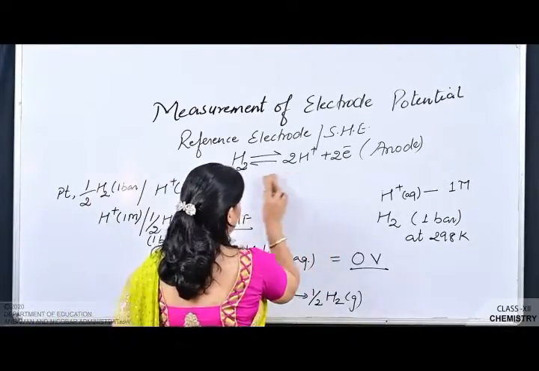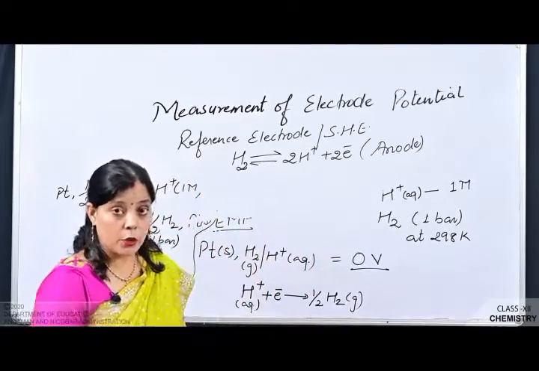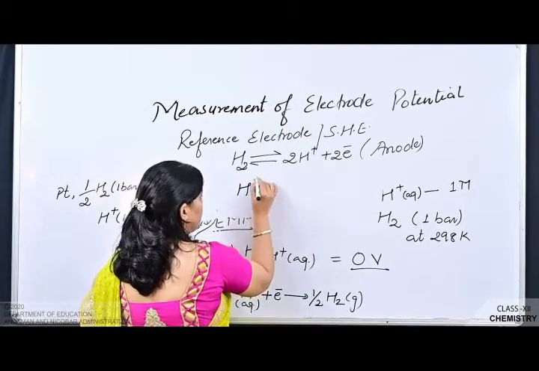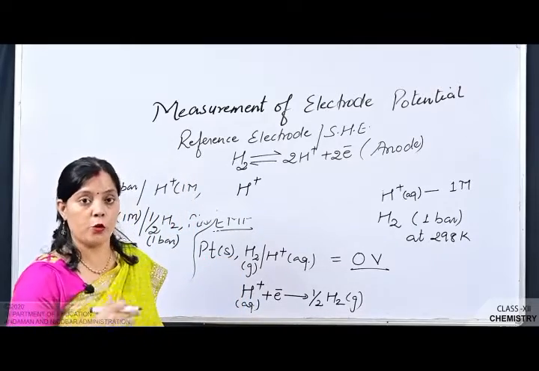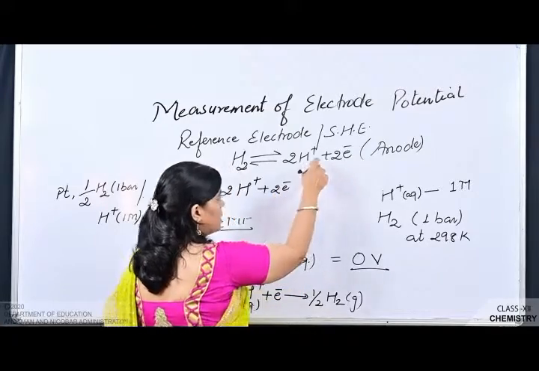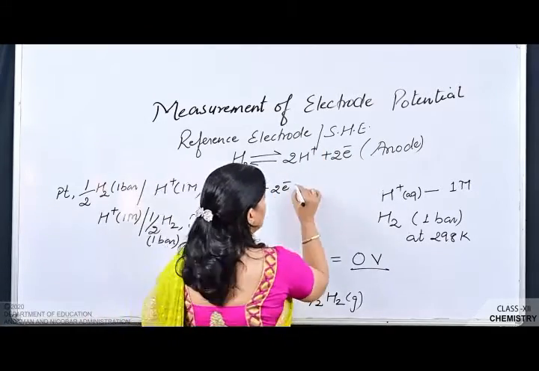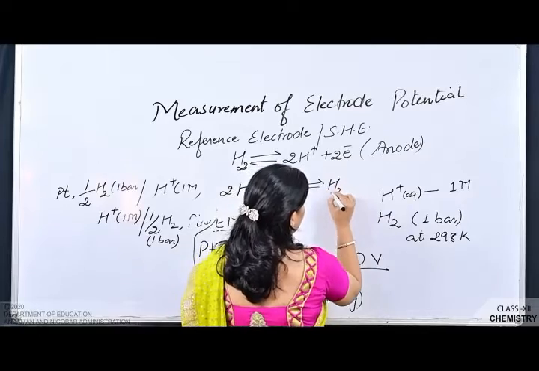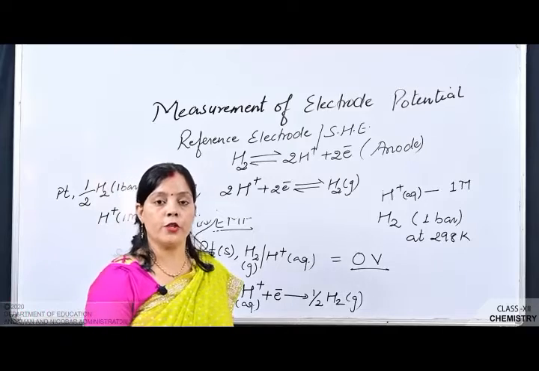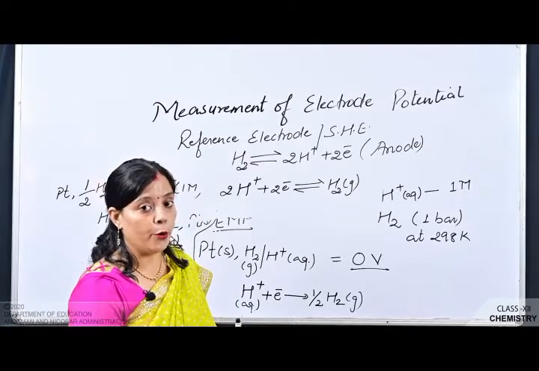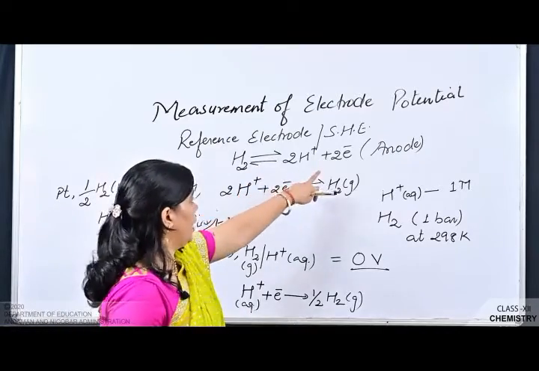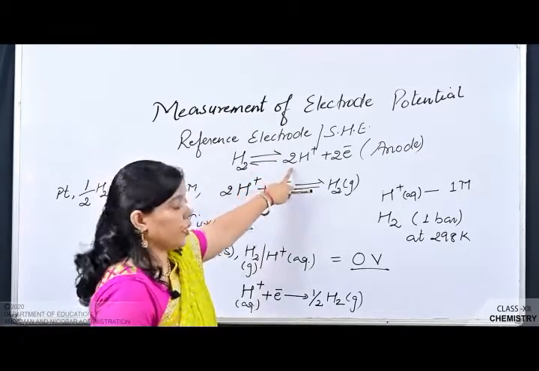Another is the cathodic reaction. At the cathode the reduction reaction takes place. So at the cathode, the H+ ions from the aqueous solution of acid, these 2H+ ions take the 2 electrons which are liberated at the anode, and in equilibrium are converted into hydrogen gas. So students, in this way the standard hydrogen electrode acts as anode as well as cathode.